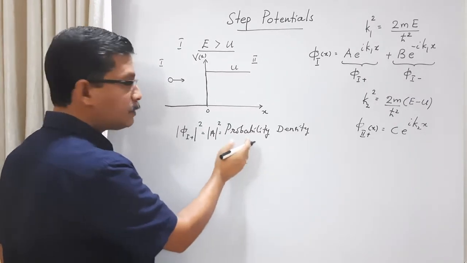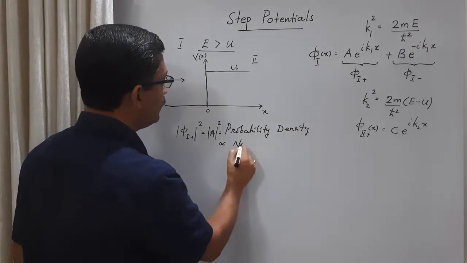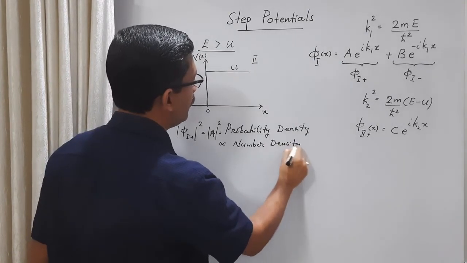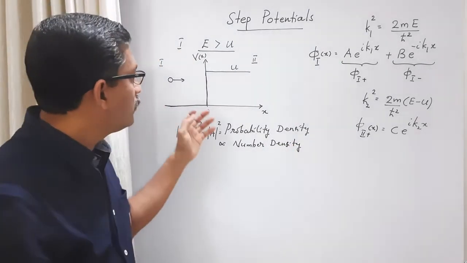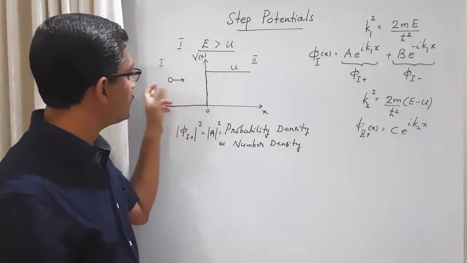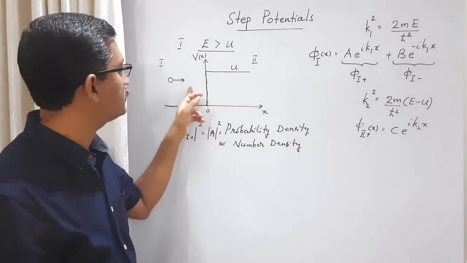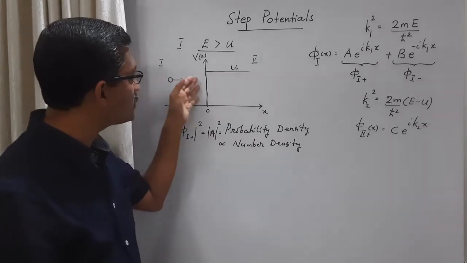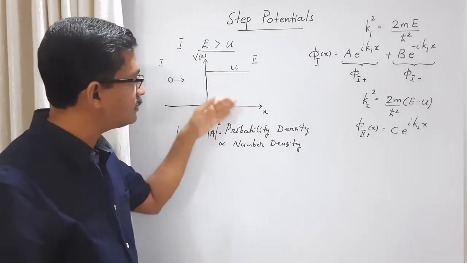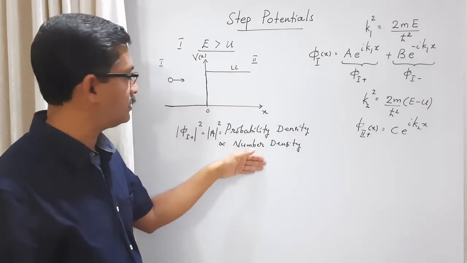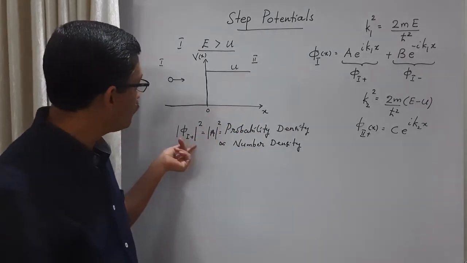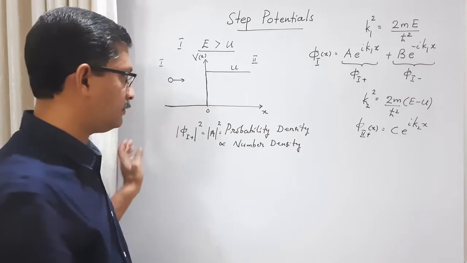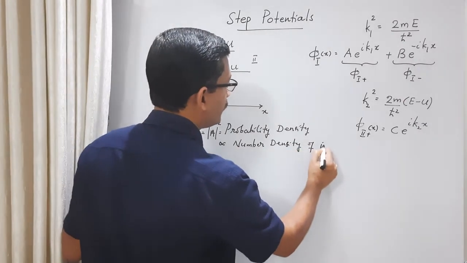Now we can say that this probability density is proportional to number density of particles. See, if there are more, here number density again means number of particles per unit length in one dimensional case. So if there are more particles reaching, moving in region 1, or more incident particles, then the probability density is more. So in that sense, probability density is proportional to number density of particles. So this quantity, this mod phi 1 plus square, or that mod a square, is proportional to number density of incident particles.